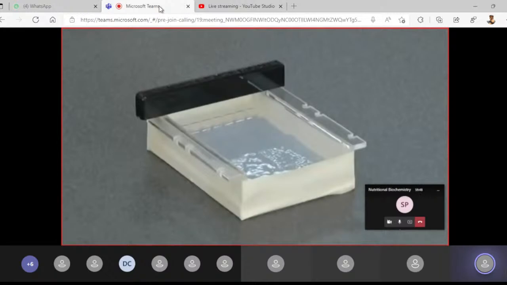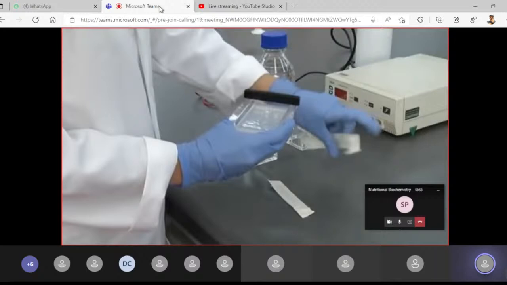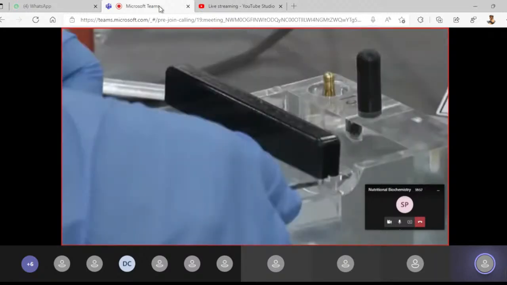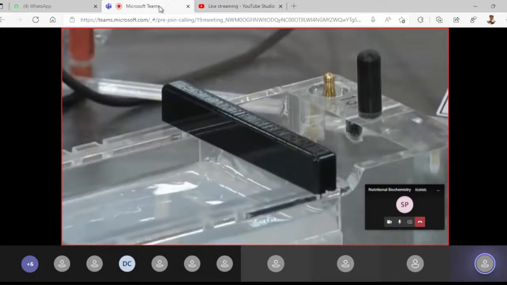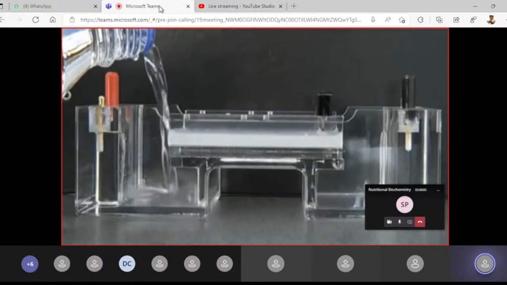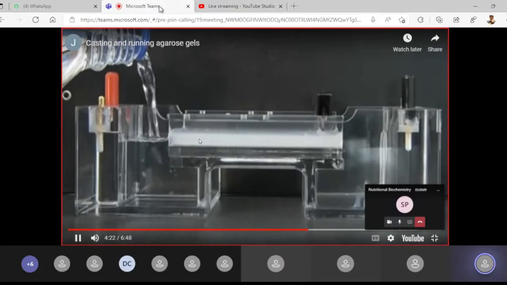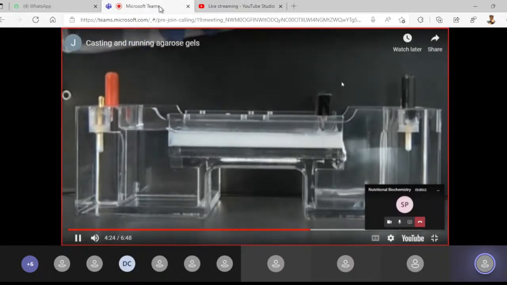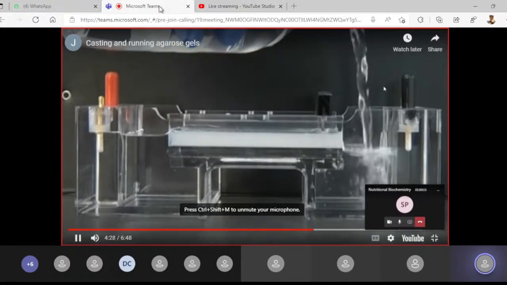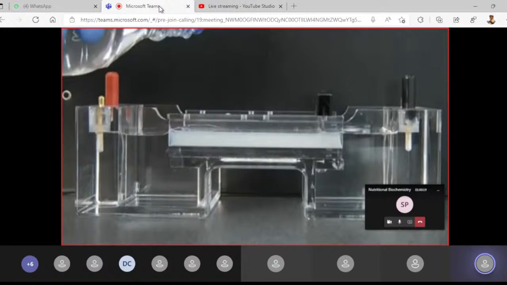Once set, remove the tape and place the gel in the gel tank. Remember, nucleic acids are negatively charged and will migrate towards the positive. Therefore, the comb should be located towards the black cathode end. Pour the running buffer into the gel tank to just cover the gel. I told you usually the anode will be red in color and the cathode will be black in color, okay? So these are the two electrodes. The buffer level should be just a few millimeters above the tops of the wells.